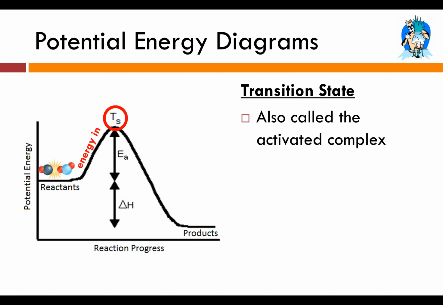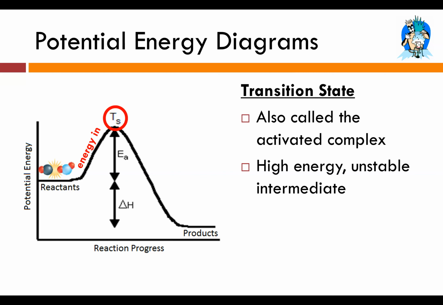When you are at the transition state, you're at the highest point in the potential energy diagram. This is a very unstable intermediate, just like you at the top of that hill on a roller coaster where you are very unstable. So here we have a situation where we're not really reactants anymore, but we also haven't formed the products either.